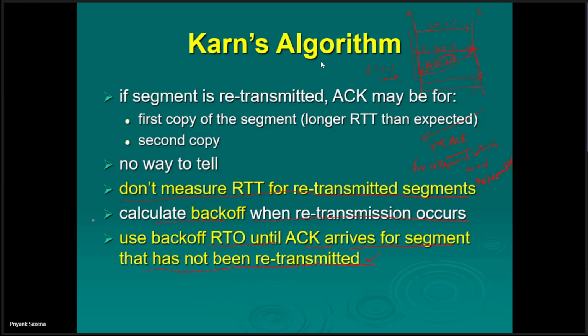So this is what Karn has suggested to avoid this situation. Don't measure RTT for the retransmitted segments. Calculate backoff whenever the retransmission occurs, and use backoff RTO until acknowledgement arrives for a segment which is not retransmitted, or a fresh segment, you can say.